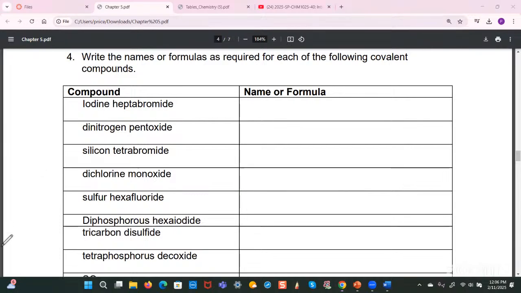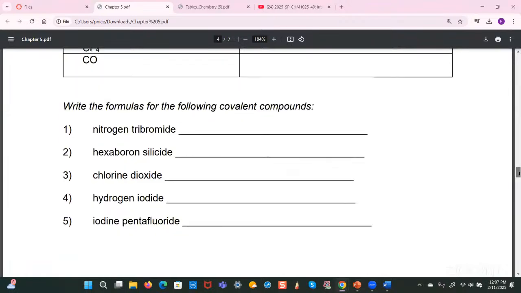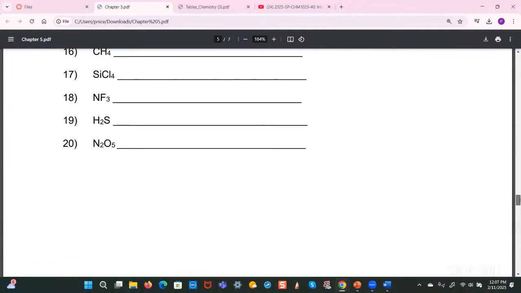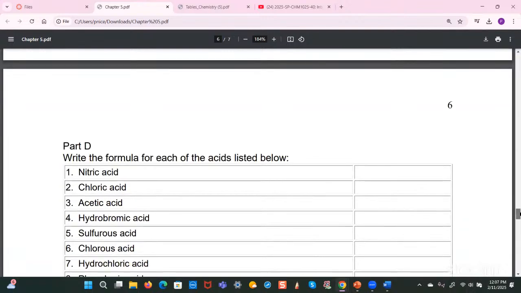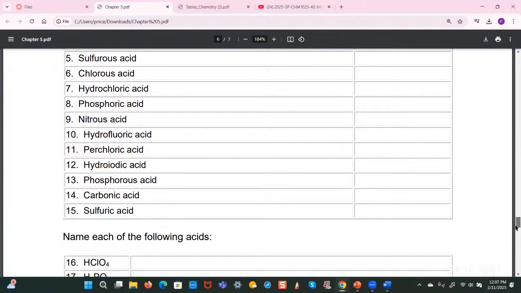So in addition to what we just looked at in the table, you should also be able to do this section here where it says write the formulas for the covalent compounds and write the names. So all of this you should be able to do. So I'm going to leave you to do that. Let me see part B. Okay, we haven't dealt with acids yet.